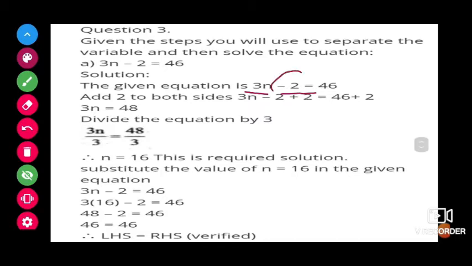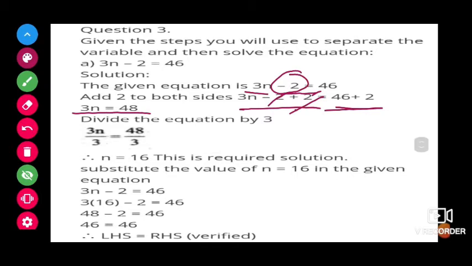So first we will start from the one more term. What is it? Minus 2 is there. If I want to remove that minus 2, what do we have to do? Plus 2. This side also plus 2, this side also plus 2. Now here minus 2 and plus 2 will get cancelled. Here 46 plus 2. So the remaining 3n is equal to 46 plus 2, 48. Now divide the equation by 3. Now 3n is equal to 48.